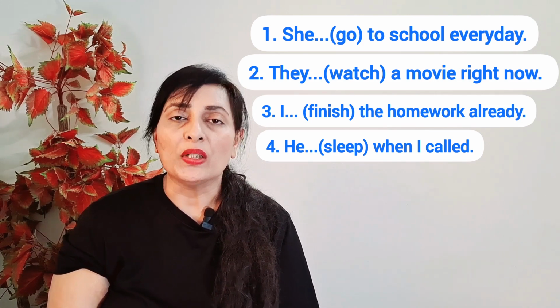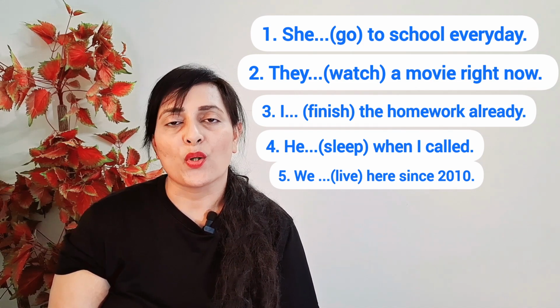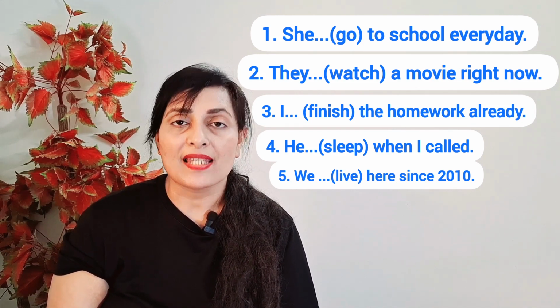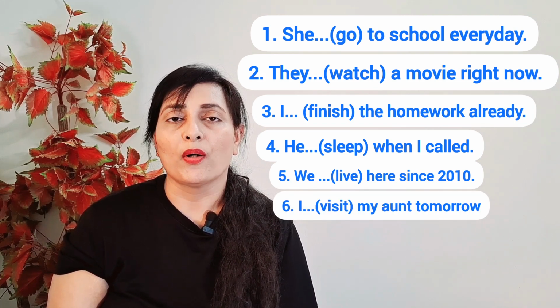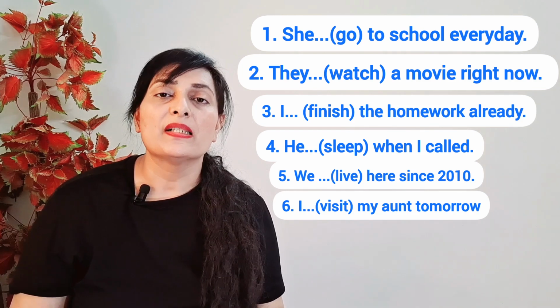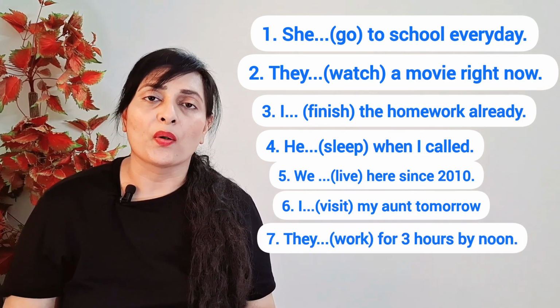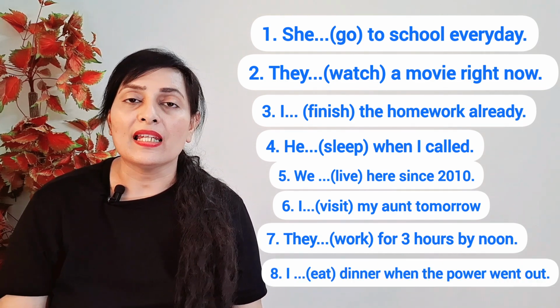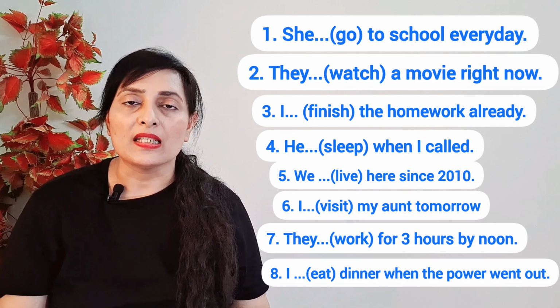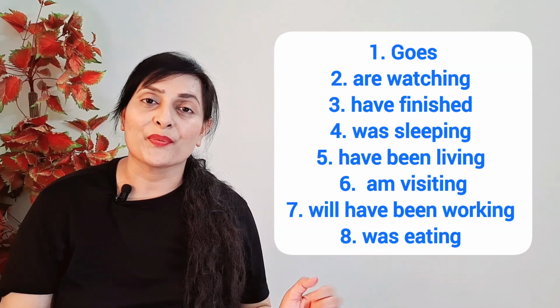Number 5 is we, in brackets, live here since 2010. Number 6, I, in brackets, visit my aunt tomorrow. Number 7, they, in brackets, work for 3 hours by noon. And number 8 is I, in brackets, eat dinner when the power went out. And the answer key you can see on the screen.